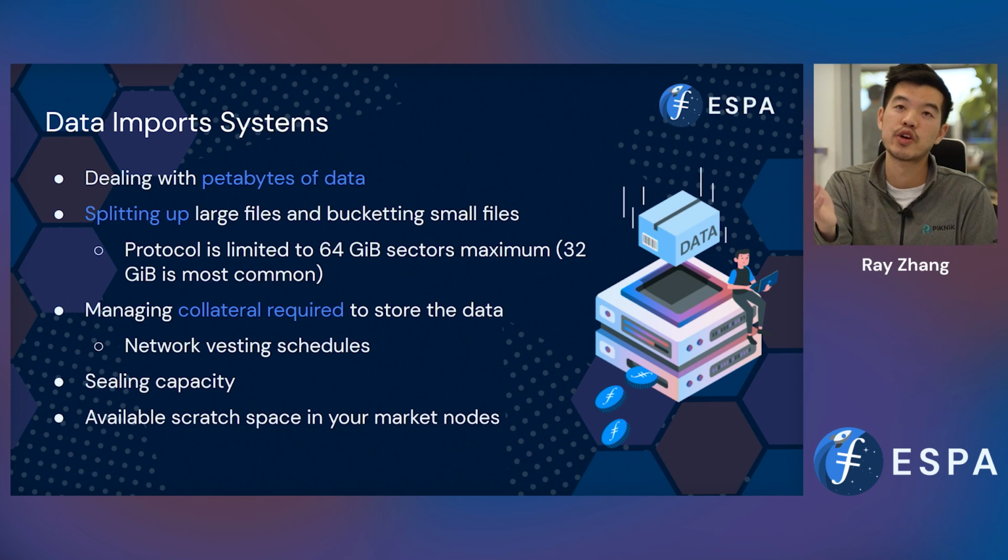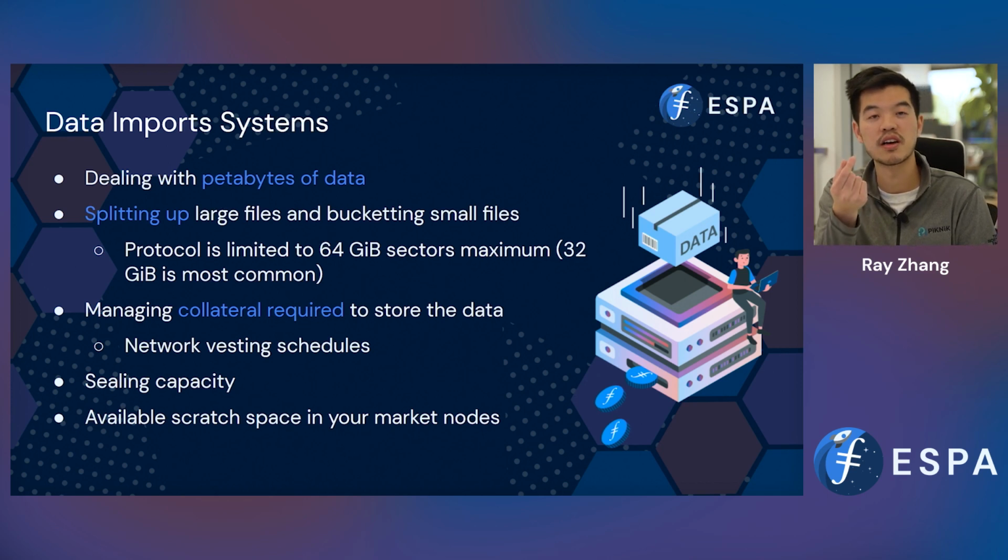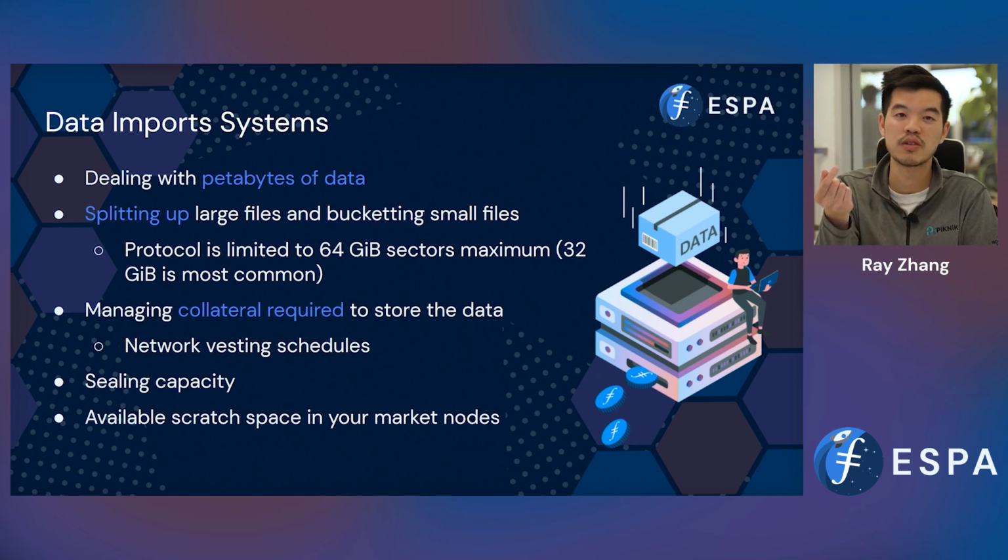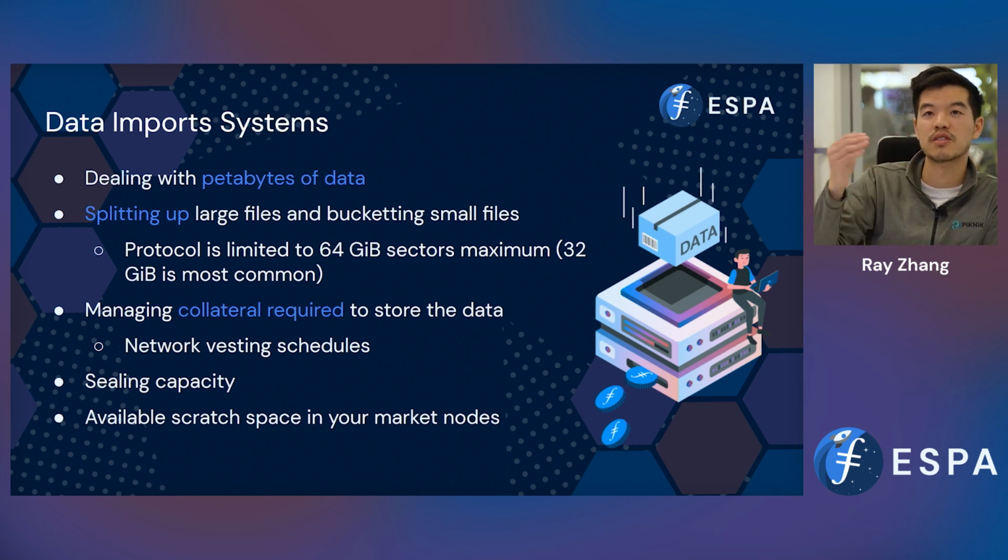As a storage provider, you're going to be importing tons of data, petabytes if not zettabytes. And the only real way to manage this much data at scale is to have some type of automated system to do this. The Filecoin protocol only limits sectors to 64 gig at the maximum, but most commonly 32 gig is used. So if you have files that are larger than this size, the only way to store them on the Filecoin network is to cut them up into smaller pieces so that you can put them into the sector.